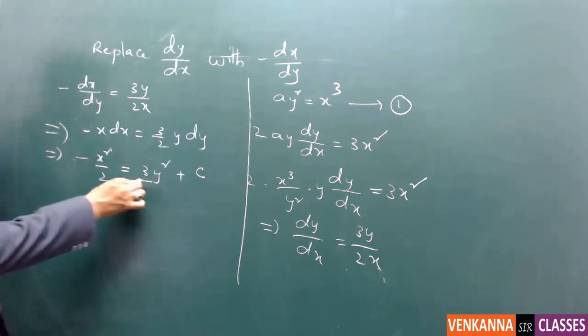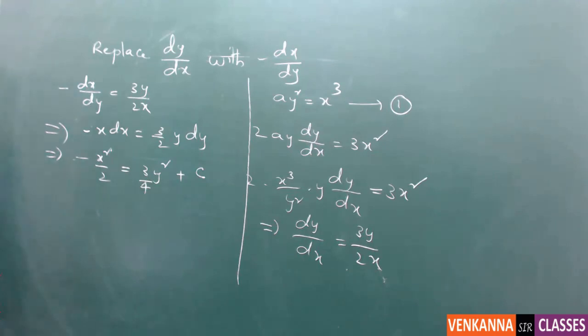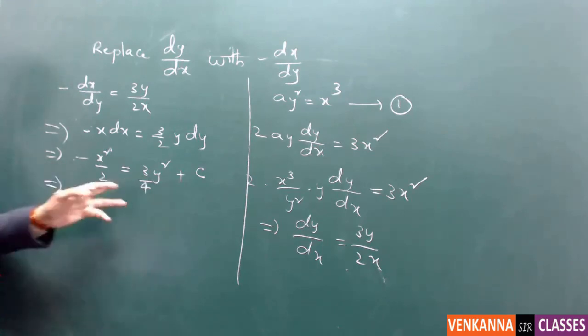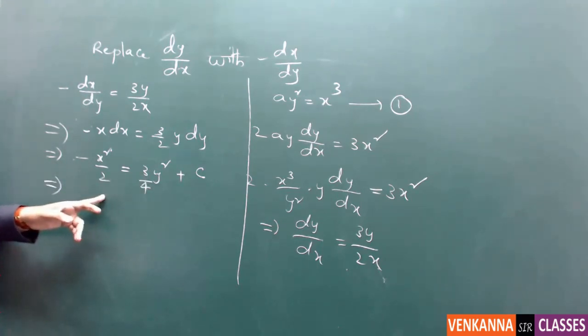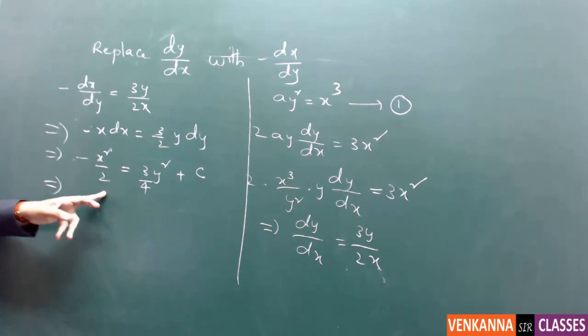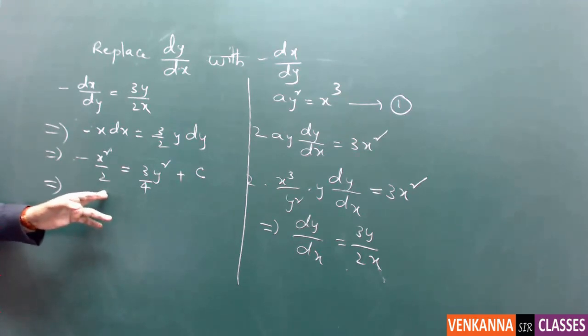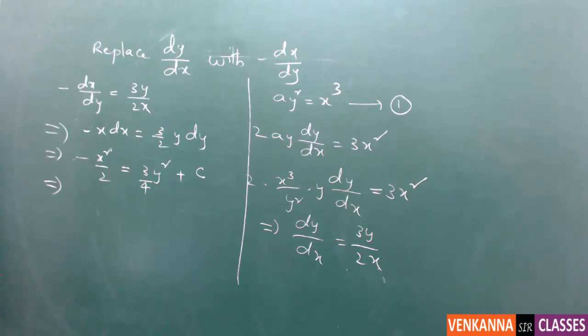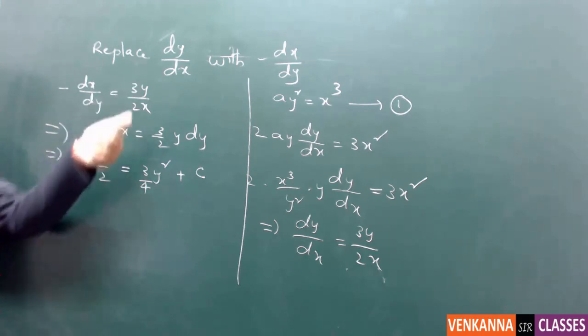Accepted? Three y square by 4, right? So if you simplify this equation, which gives the corresponding orthogonal trajectories, that is our solution. Okay? Any queries in this approach?